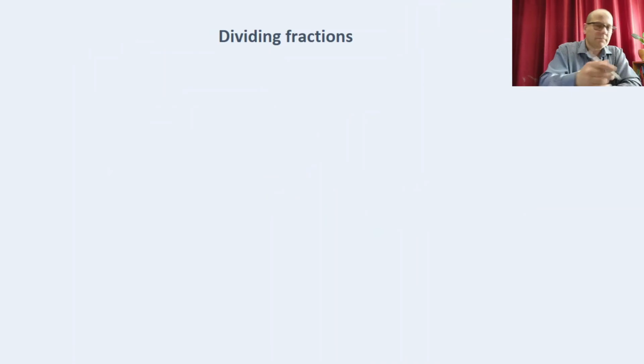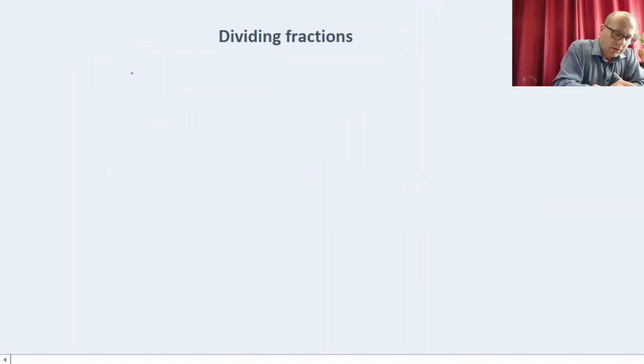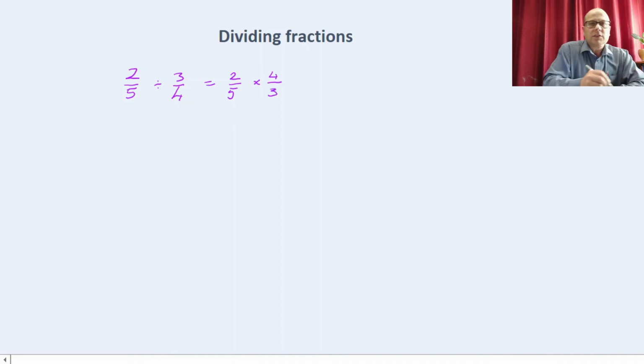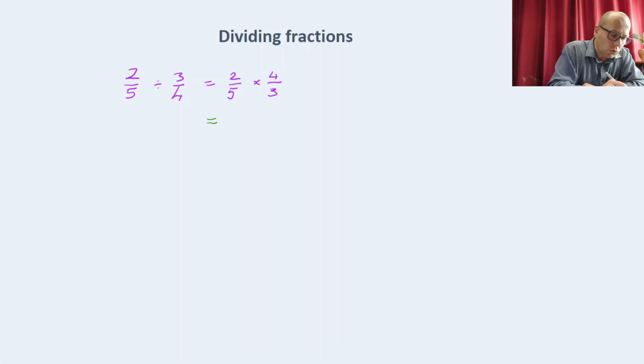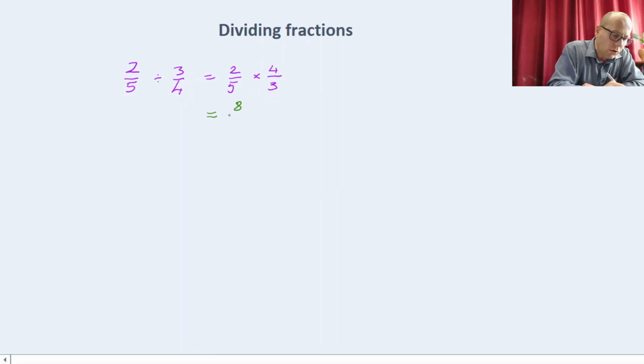Dividing fractions. So let's consider the fraction 2 over 5 divide by 3 over 4. And that is, we take the first fraction, multiply by 4 over 3. So we multiply the first fraction by the inverse of the second fraction. Now the rules of multiplication of fractions apply. So 2 times 4 is 8 over 15.